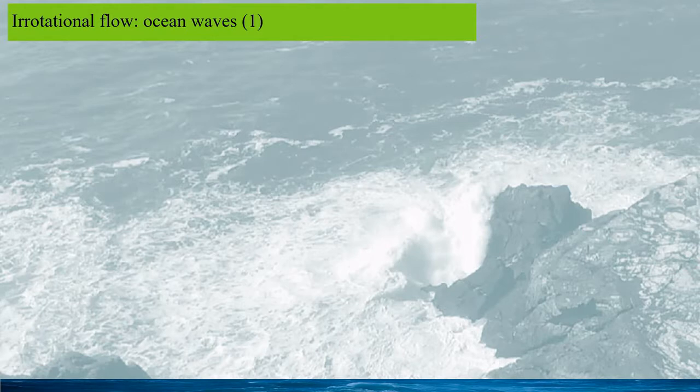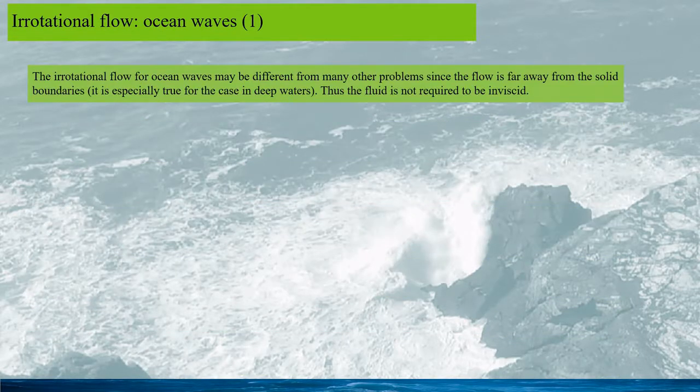In the next few slides, the potential flow theory is applied to ocean waves. For the linear ocean wave, the theory has been well established and widely applied in wave structure interaction, such as the ocean platform, ships, wave energy converters, and other floating and fixed structures under the action of ocean waves.